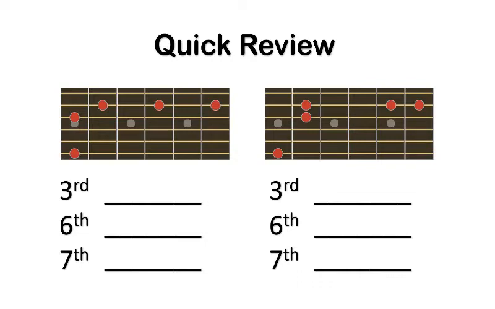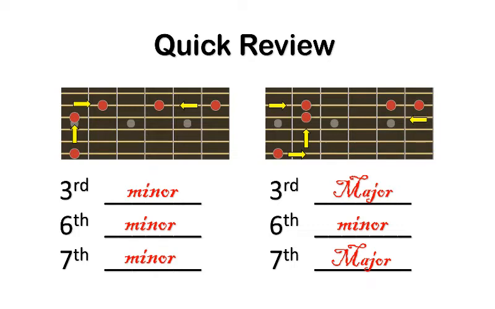Alright, let's see how we did. In the first example, the third is minor because it is on the same fret as the reference root. The 6th is 1 fret away, making it minor, and finally the 7th is 2 frets down from the root on the B string, making it also minor.